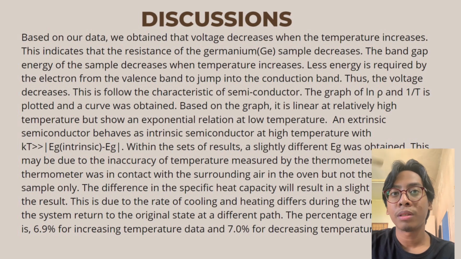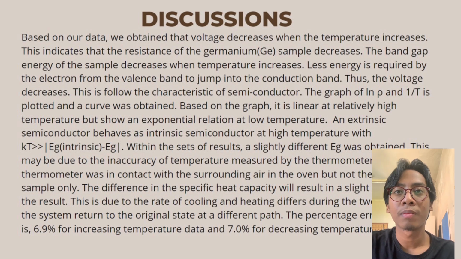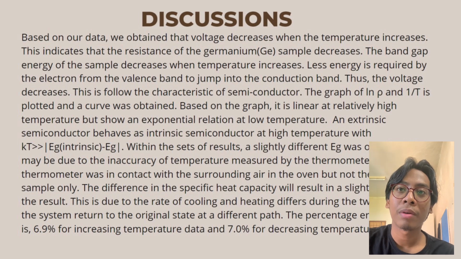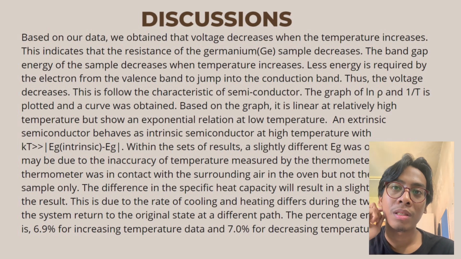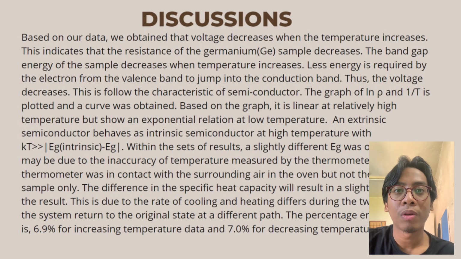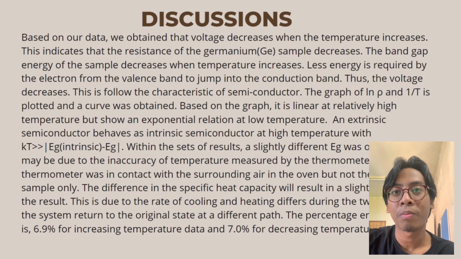Based on the result, a slightly different energy gap was obtained. This may be due to the inaccuracy of the temperature measured by the thermometer. The thermometer was in contact with the surrounding air in the oven, but not the germanium sample only. The difference in the specific heat capacity will result in a slight difference in the result. This is due to the rate of cooling and heating differing during the two processes, so the system returns to the original state by a different path.